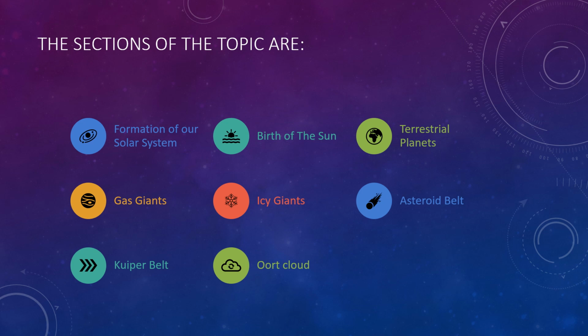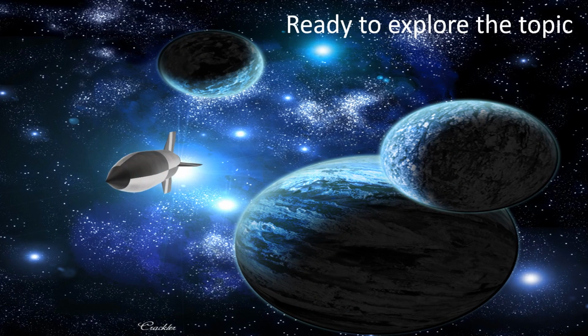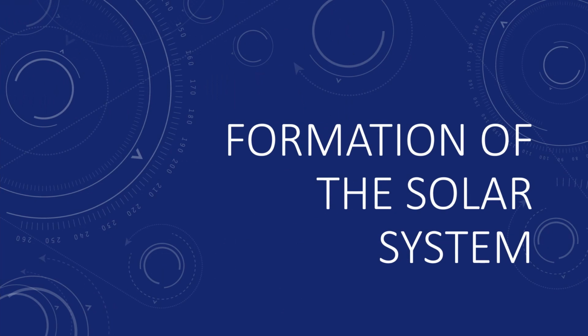Formation of the solar system, birth of the sun and the planets orbiting it, terrestrial planets, Jovian planets, asteroid belt and Kuiper belt, and the Oort cloud. Ready to explore the topic with me? Well, let's start with formation of the solar system.